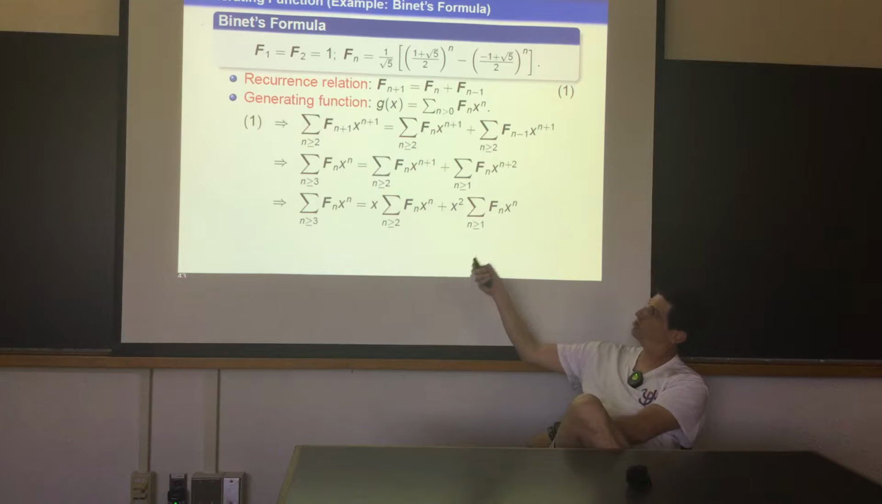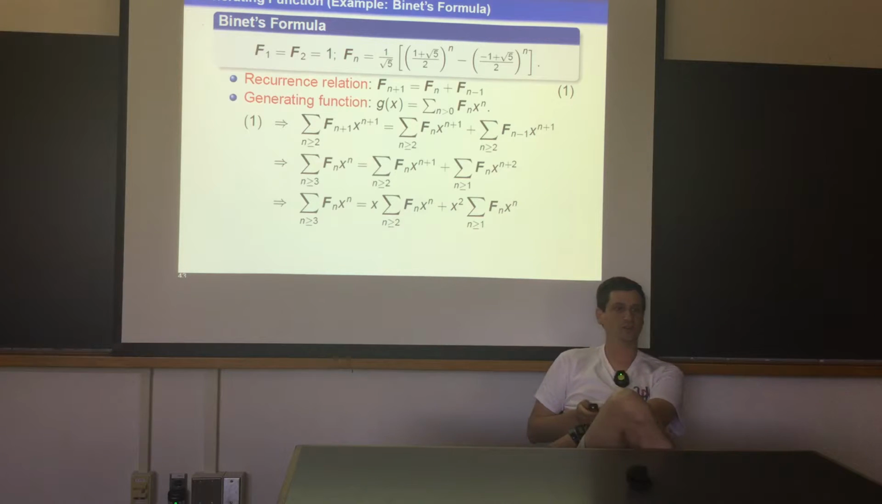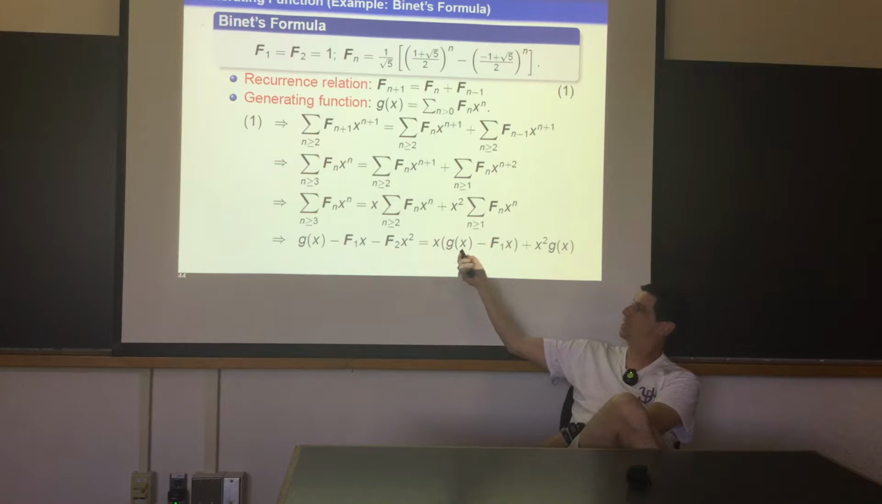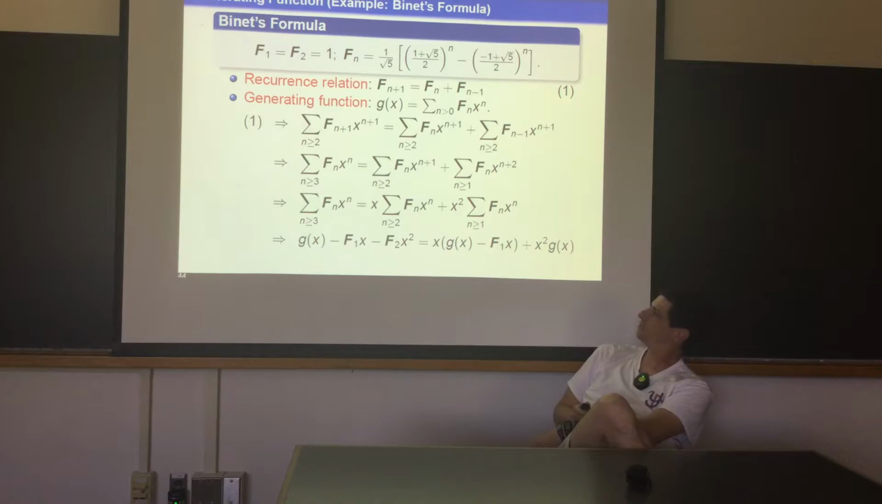And this is almost the same as g of x. I'm just missing the n equals 0 and 1 term. Here I'm just missing the n equals 0 term. Here I'm missing the 0, 1, and 2 terms. Well, you can add all of these back. And so when the dust settles, settle dust, there we go, we get g of x minus f_1 x minus f_2 x squared equals x times g of x minus f_1 x, plus x squared times g of x. What do we do now?